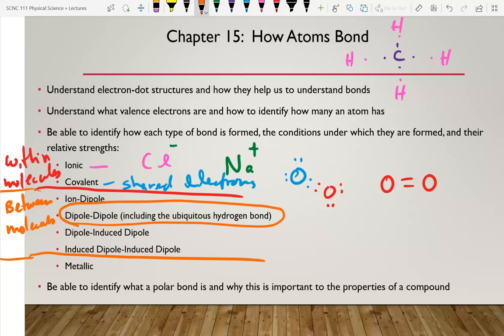Final one here is the metallic. For the purposes of our test, let's not worry about metallic. The metallic one is kind of complicated. You have the electrons free to travel throughout the metal, and that's what's holding the atoms together.